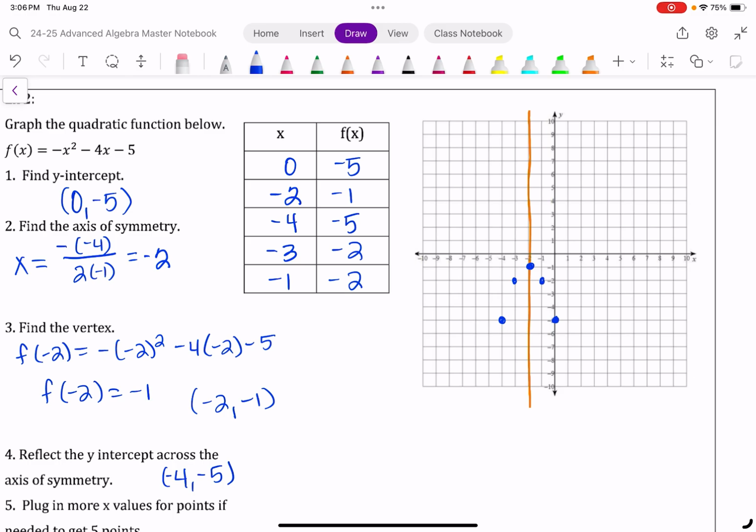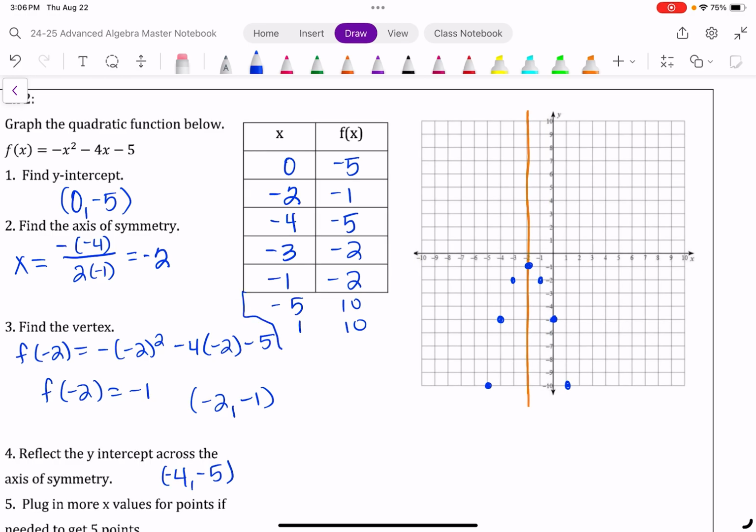If you explored your graph a little bit more, you could have seen that you also could have picked (5, -5), (-1, 10), or (1, 10). Those would also work. That's part of my table. Let me make it easier for you to see so you don't get confused. All right, and our parabola looks something like that.